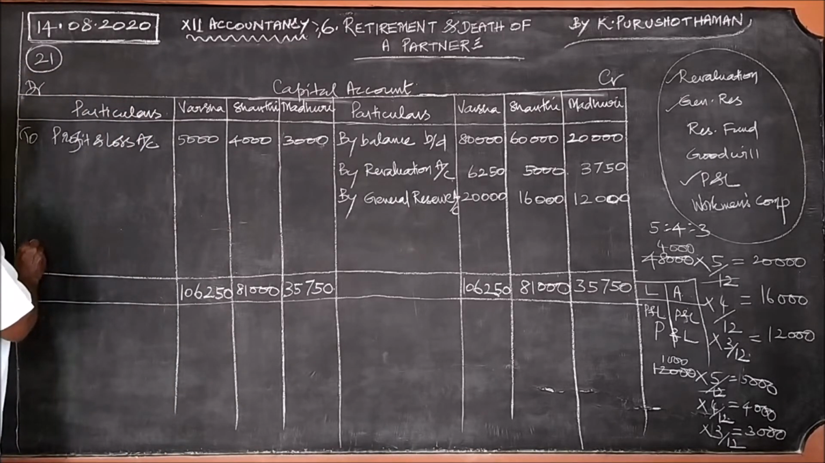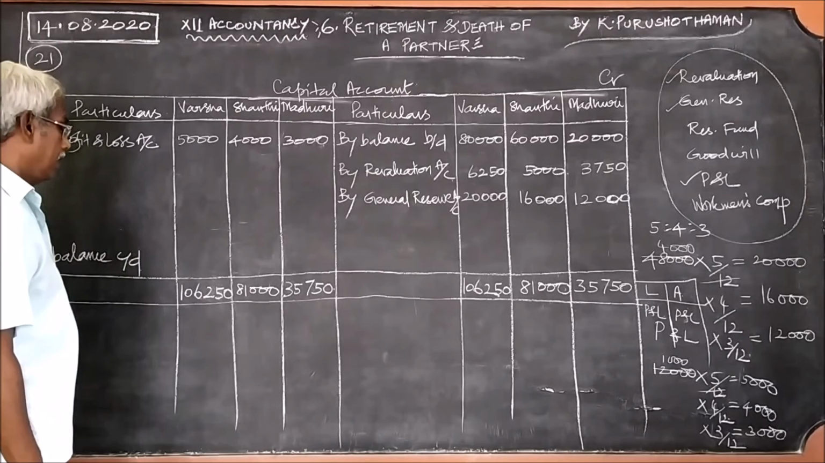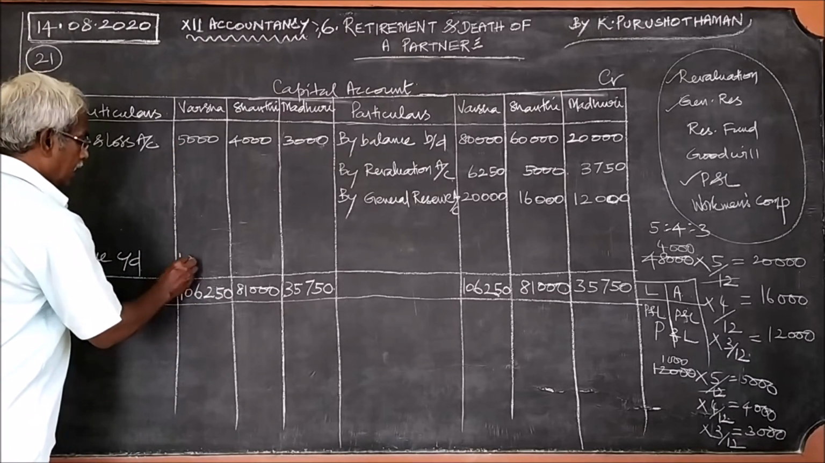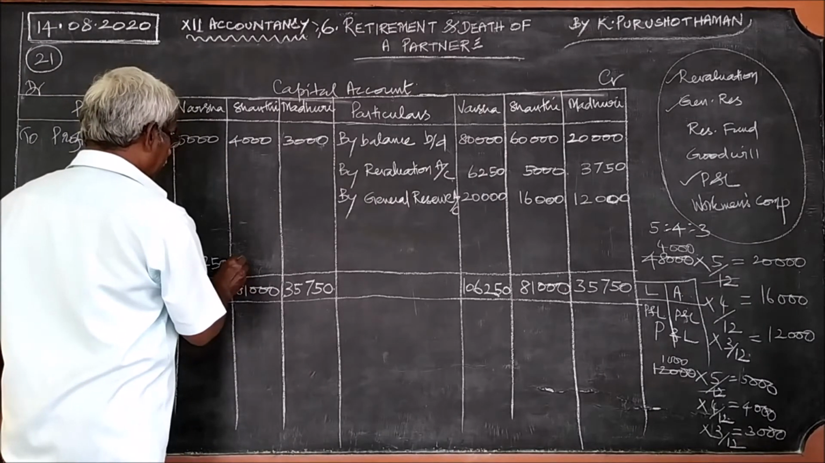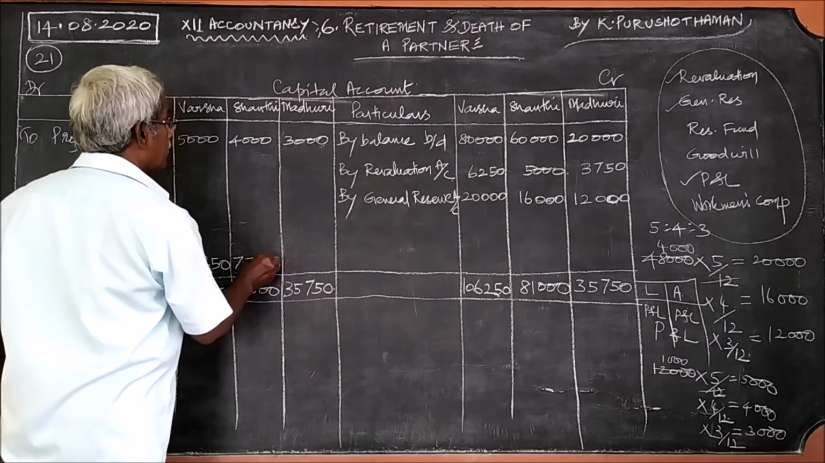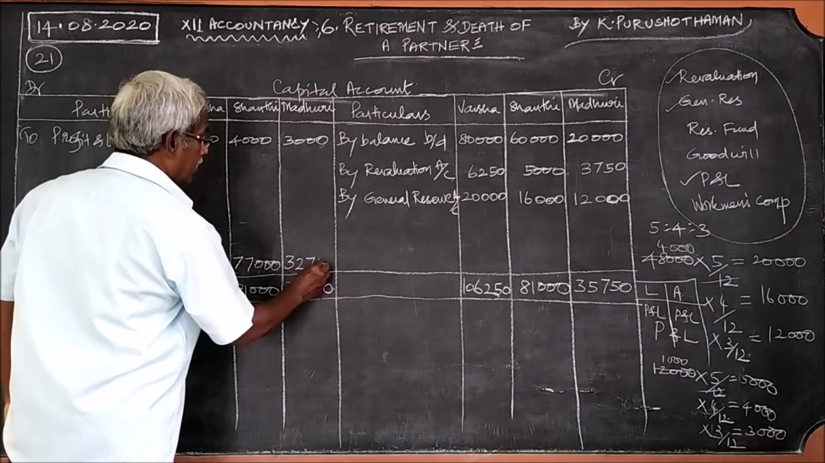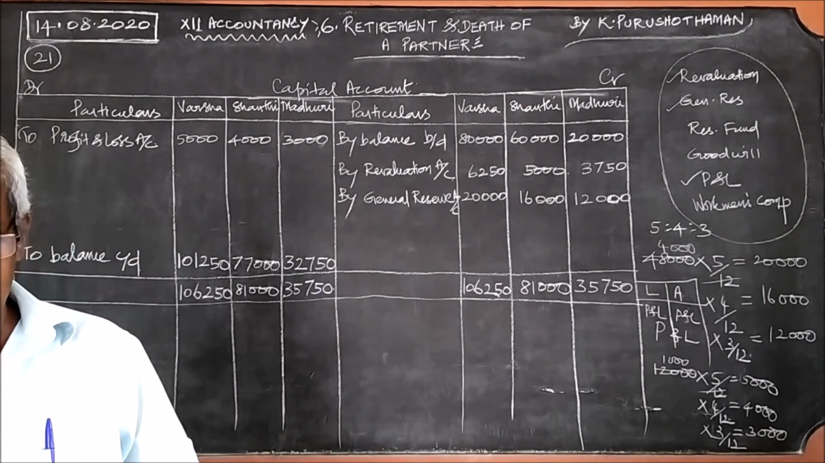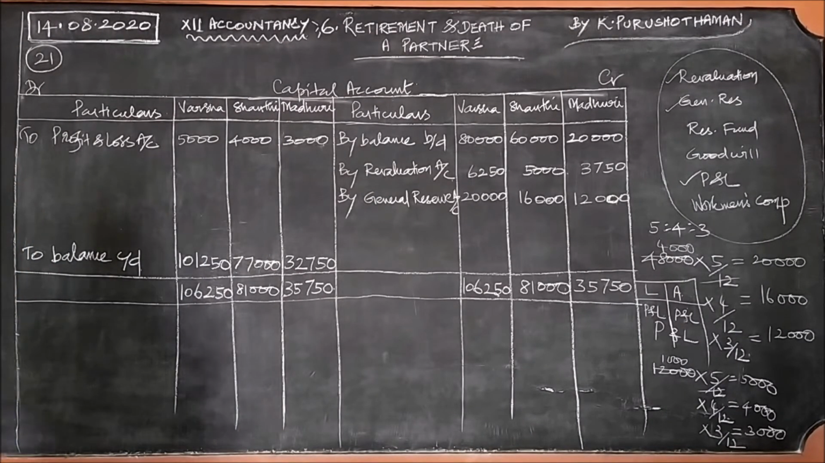What we will write for the balancing figure: to balance carried down. What should be the amount from this 1,06,250? 5,000 we should minus, therefore the balancing figure is 1,01,250. From this 81,000, 4,000 is to be deducted, therefore it is 77,000. And from this 35,750, 3,000 should be minus. Therefore, 32,750. This should be the balance. That is 1,01,250, 77,000, and 32,750. Good. This should be shown as the balance.